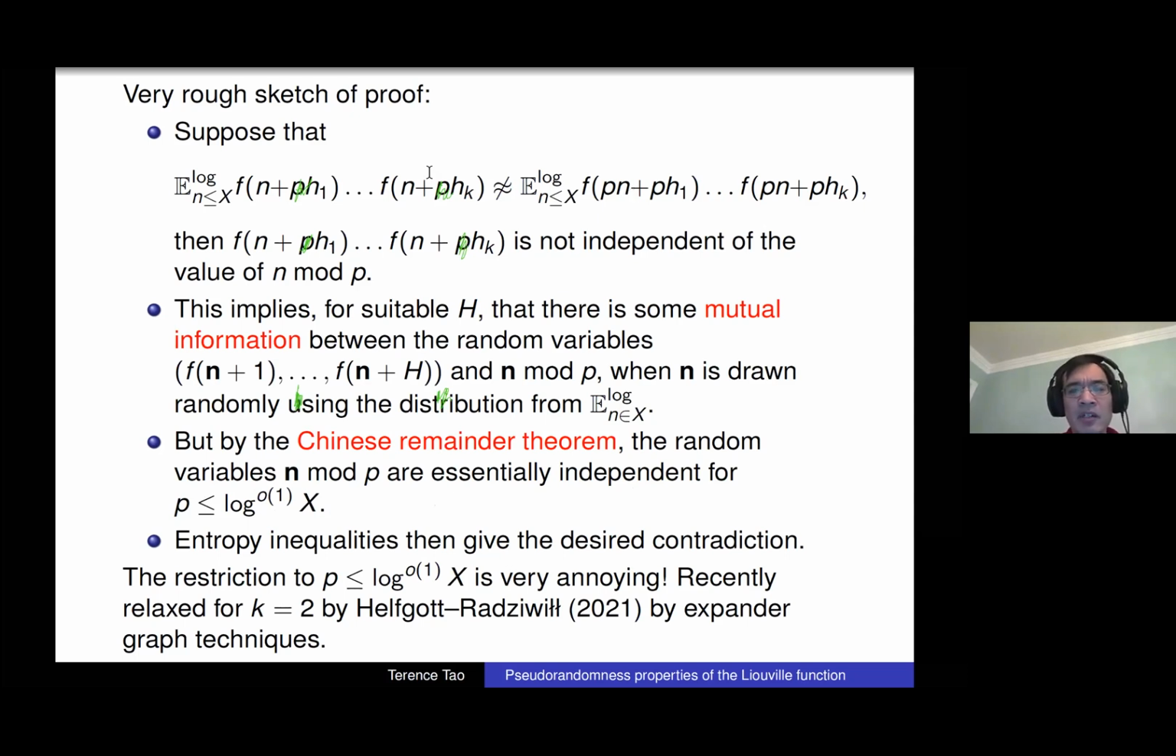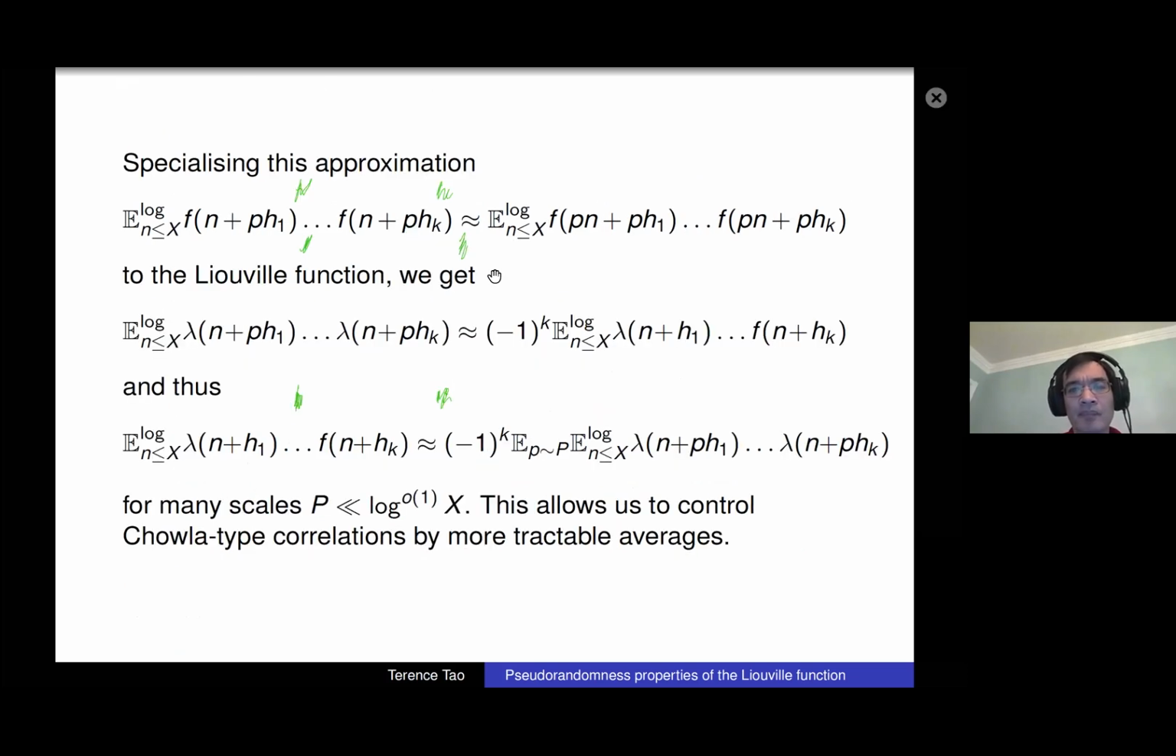Okay. Well, anyway, once you have this extra fact, you can use it. Right. So we have this entropy approximation that these two averages are roughly the same.